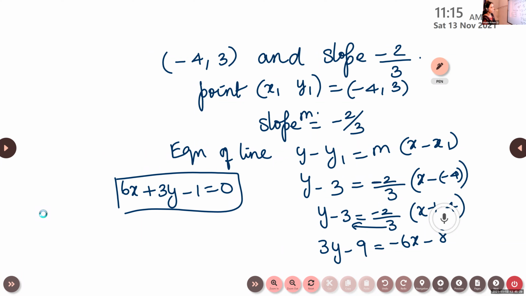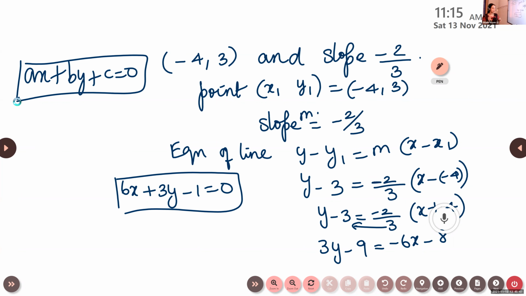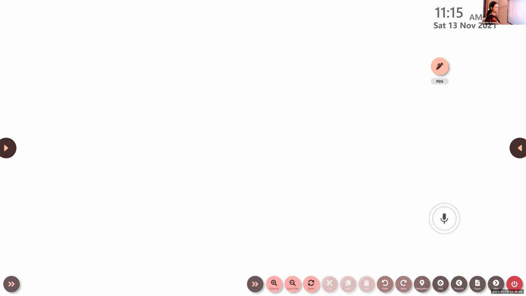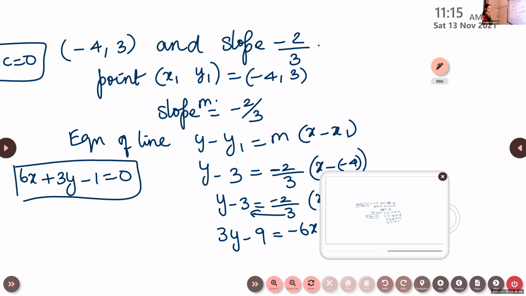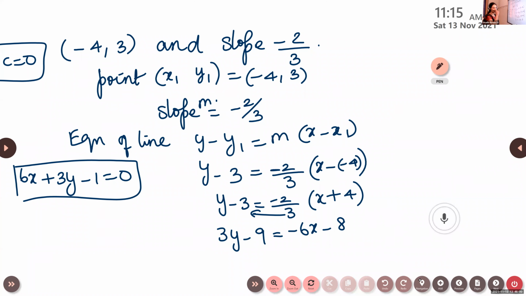Please check it. Always try to write it in the form ax plus by plus c is equal to 0. General form we have learned in 9th standard itself. General form is ax plus by plus c is 0: x term first, y term, then the constant term. Is it clear, children? When one point and one slope are given, first identify the formula, apply the values, and you'll get the answer.